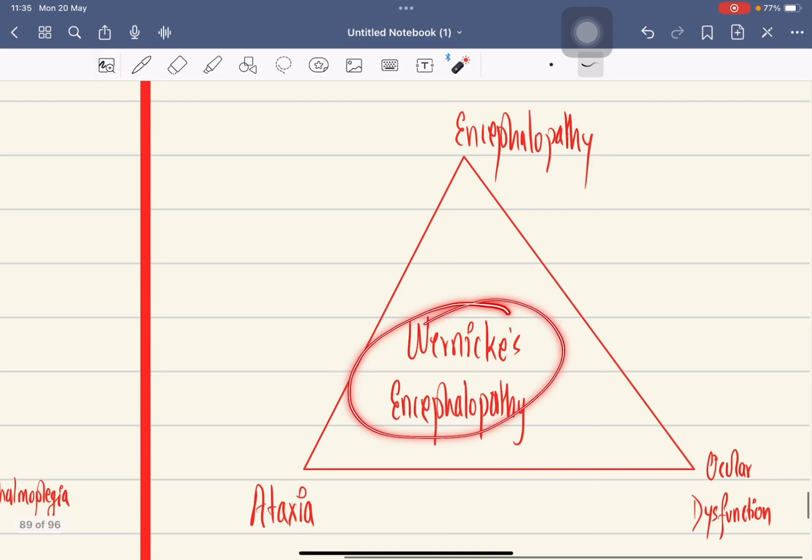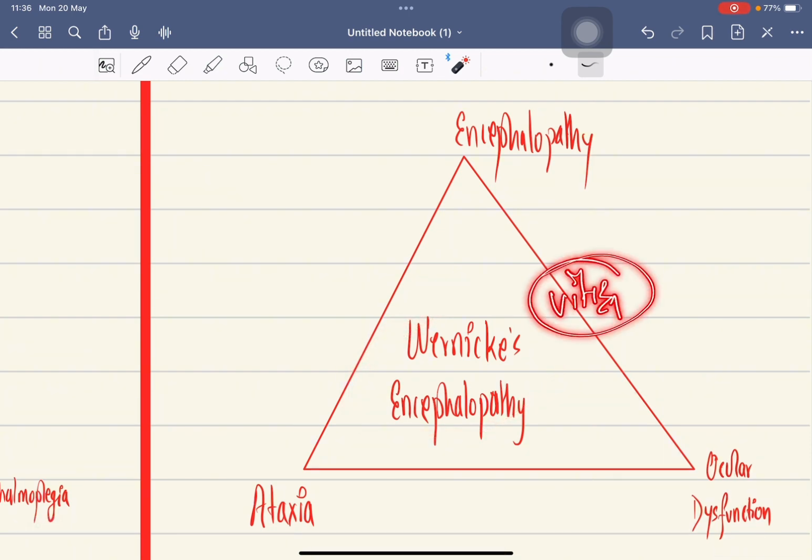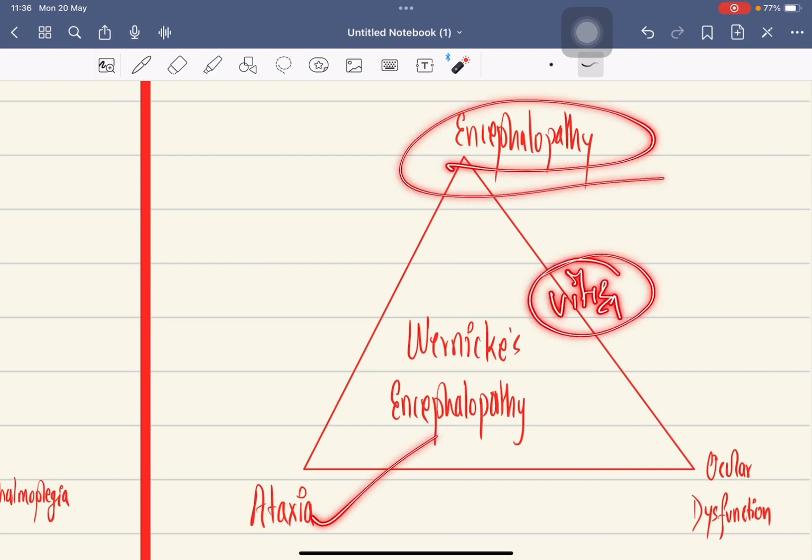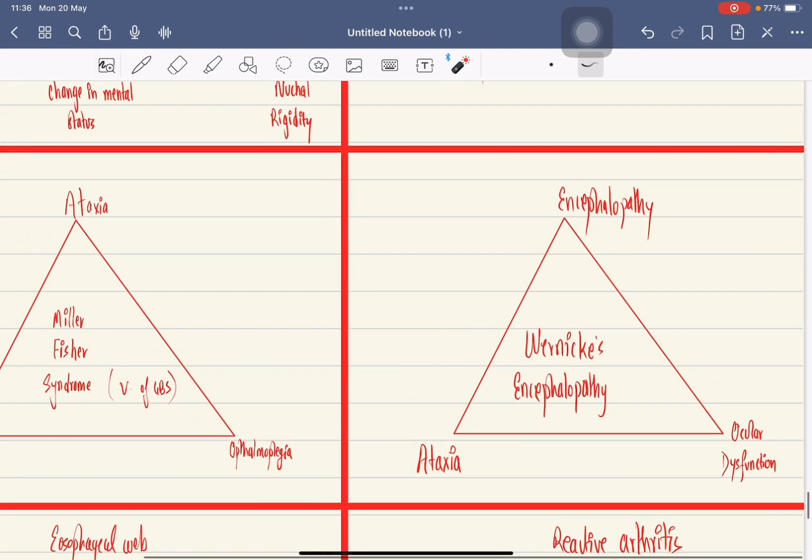Next, we have Wernicke's encephalopathy. It occurs due to the deficiency of vitamin B1. We have the triad encephalopathy, ataxia, and ocular dysfunctions.